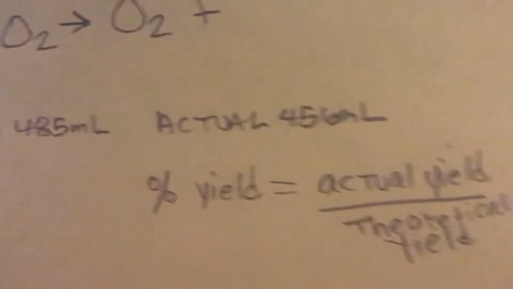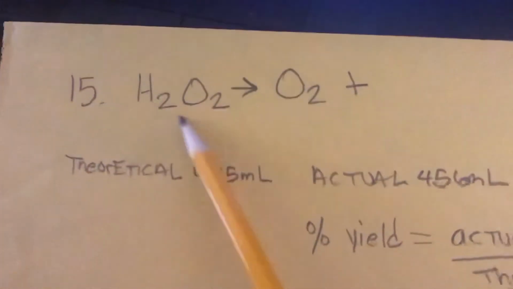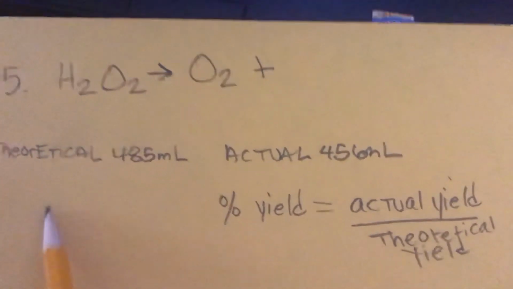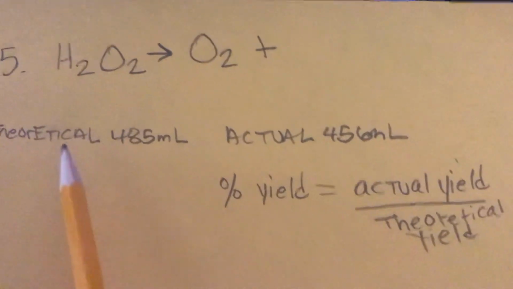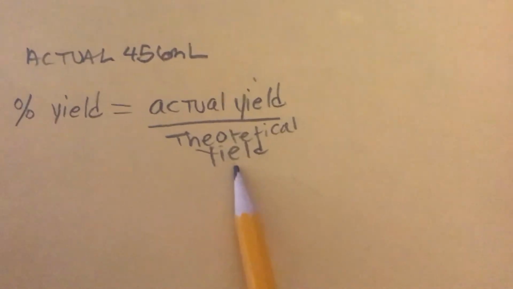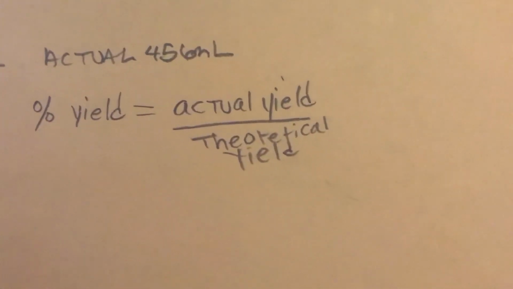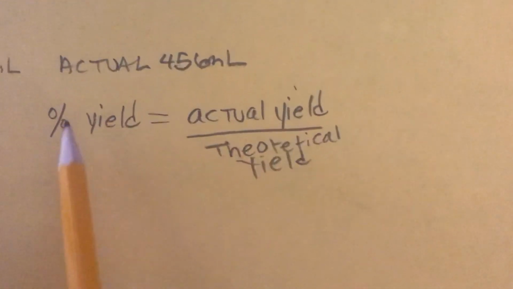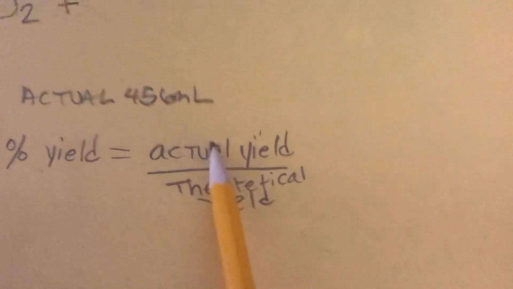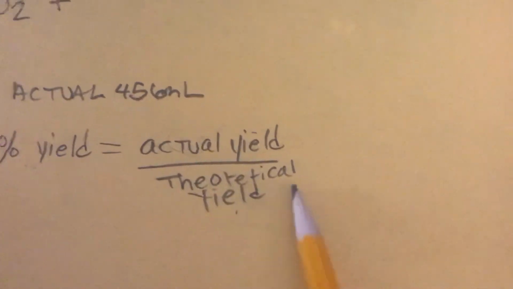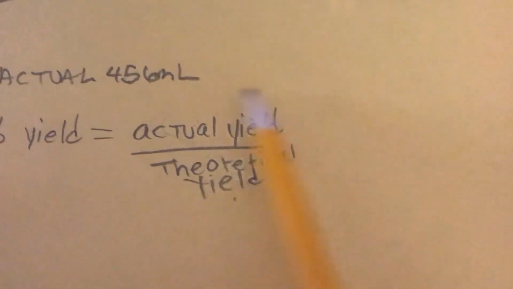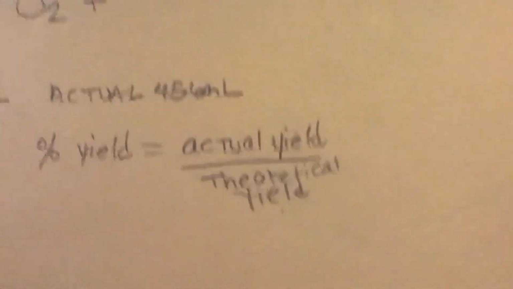Last one, number 15. You're having hydrogen peroxide decompose into oxygen and something else. Your job is to simply know that actual yield divided by the theoretical yield is your percent yield. So using the question that you're going to get, make sure you figure out the percent yield by taking the actual yield, that which you actually did in the lab, versus what you mathematically did before the lab to test your hypothesis. So let's find out what the percent yield is for number 15.